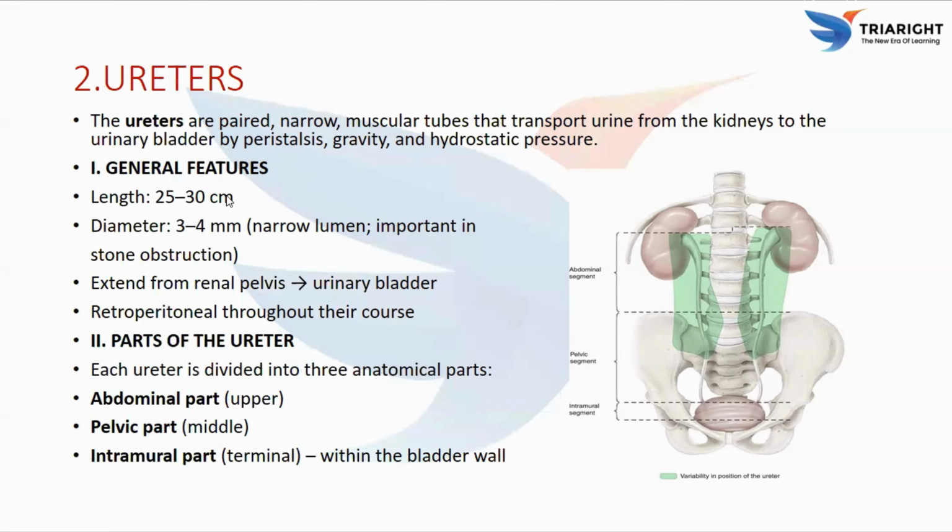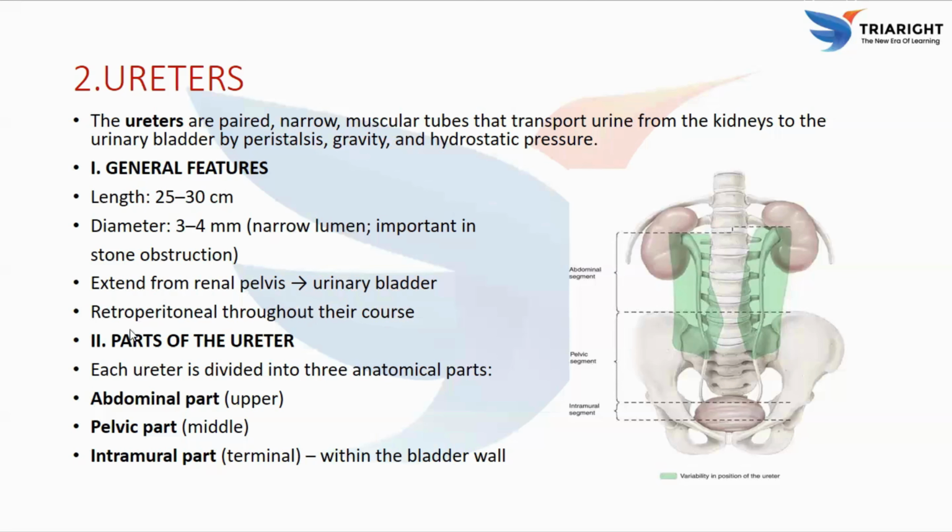What is the length of the ureter? It is 25 to 30 centimeters, about the length of a standard scale. This is long enough to run from kidney to the bladder. Next, the diameter is 3 to 4 millimeters. This is a very narrow lumen, which is the inner passage. This is why kidney stones can easily get stuck within the ureter.